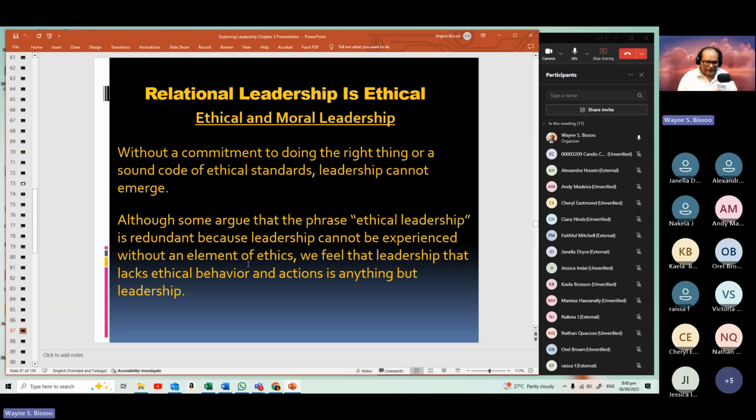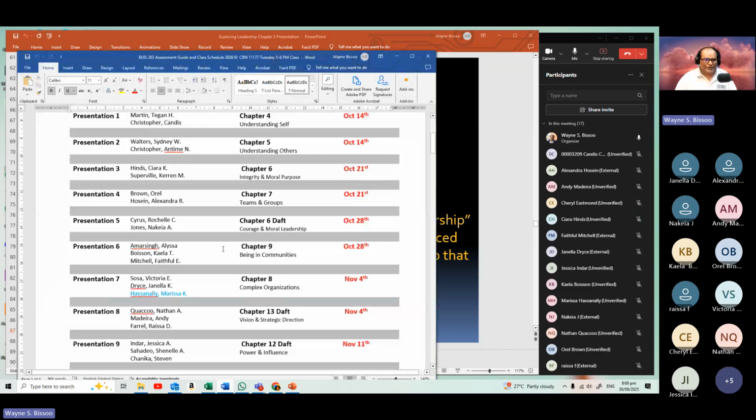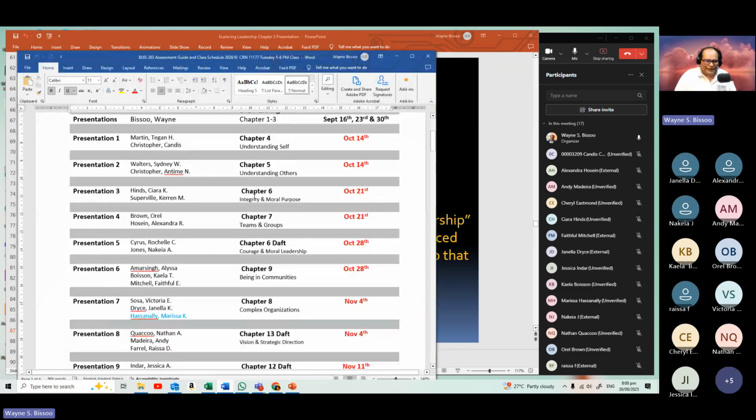The point that we have to take from this is that the ethical element of the relational leadership model is critical, so critical that we have two presentations on it. We have chapter 6, presentation 3, integrity and moral purpose from the main text, the same text I'm looking at, and we have an alternative view of courage and moral leadership, presentation 5, coming from the DAF textbook. So we're looking at it from two different perspectives because of how critical it is. But our key focus is going to be integrity and moral purpose.